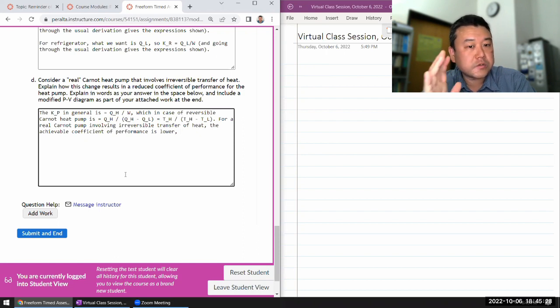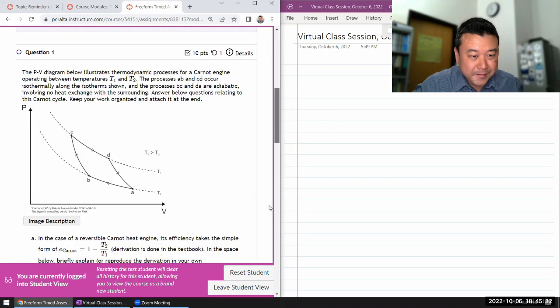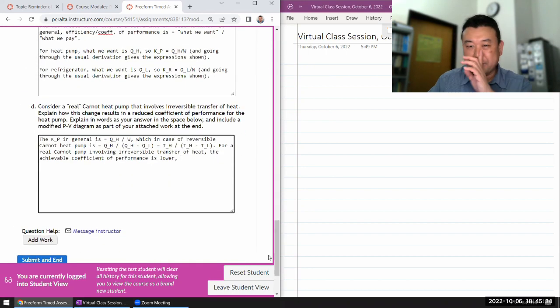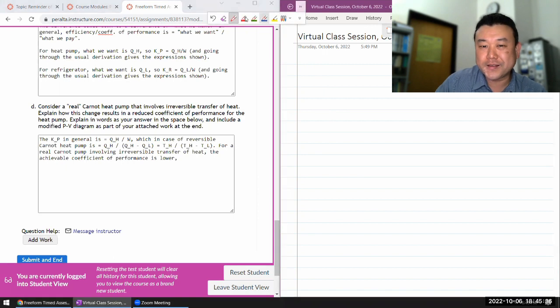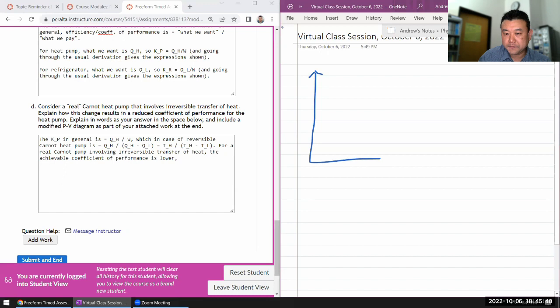I think I have the time, 3 minutes. Yeah, so it's better drawn on a figure than explained in words. Imagine this PV diagram. And let's say you have access to two isotherms. The high temperature reservoir isotherm and the low temperature reservoir isotherm.